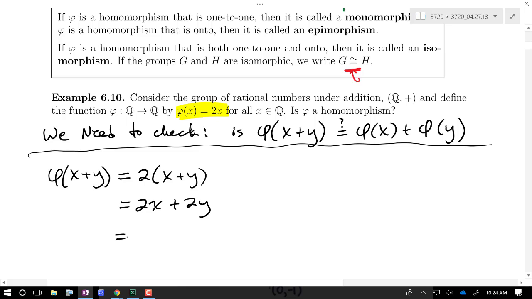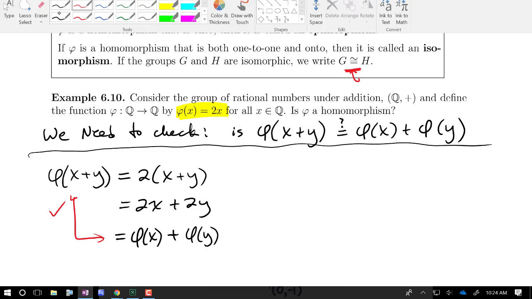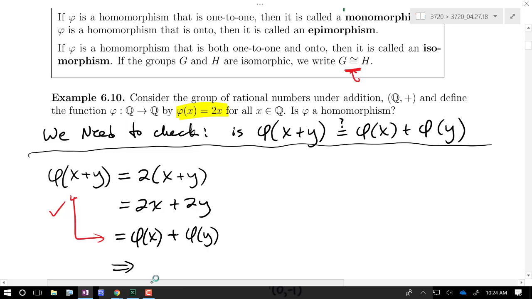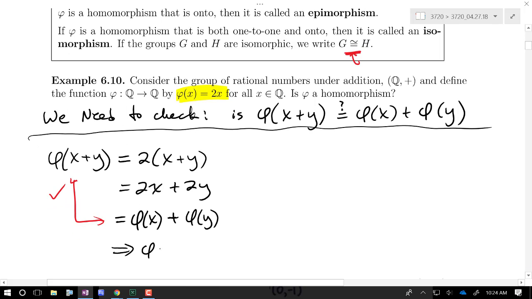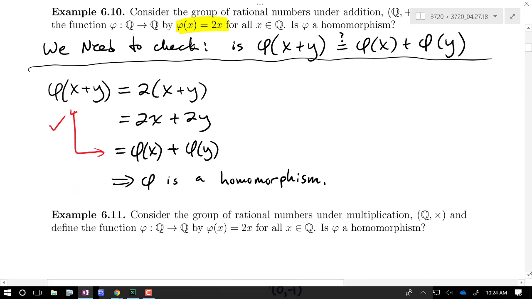And the thing we want to observe right now is 2x. Well, 2x is the same thing as phi of x. And 2y is the same thing as phi of y. And so these are, in fact, equal. And this means that phi is a homomorphism. How's that so far?